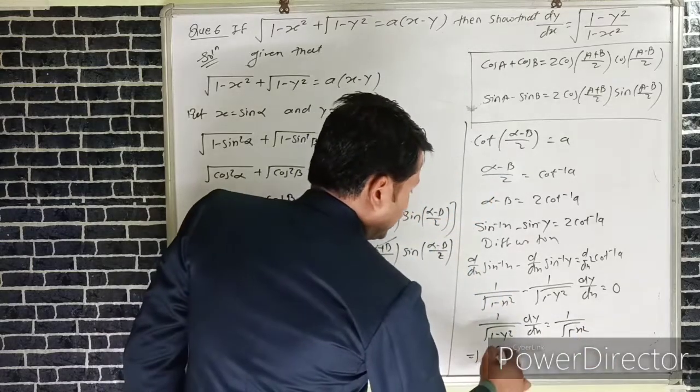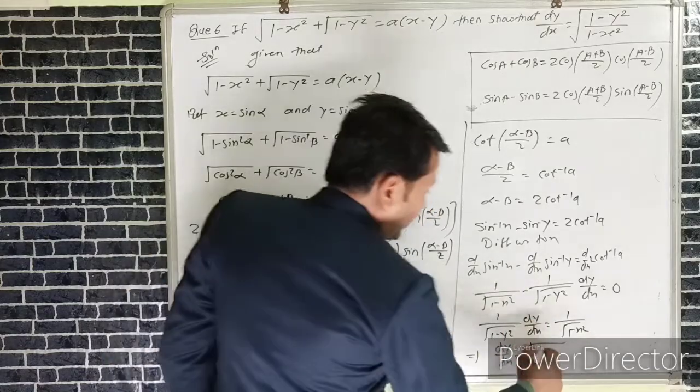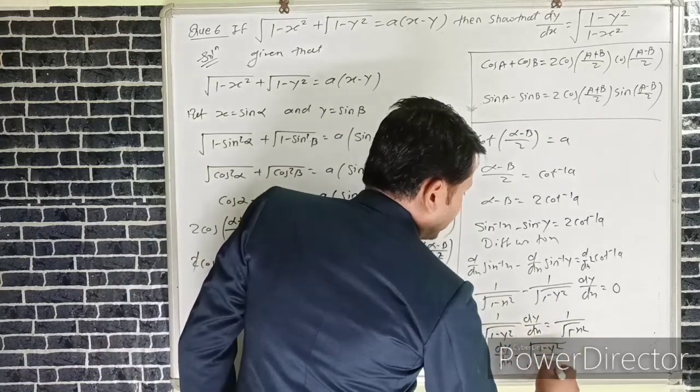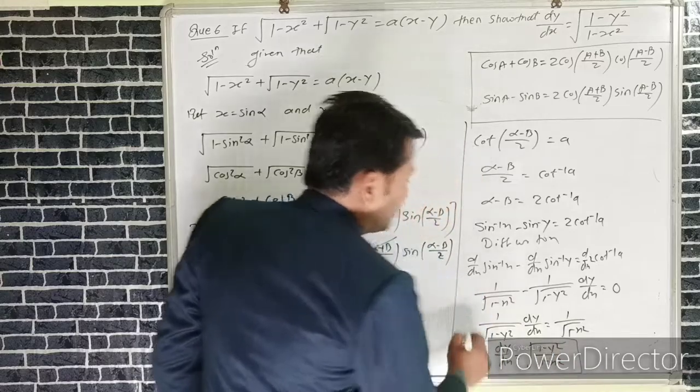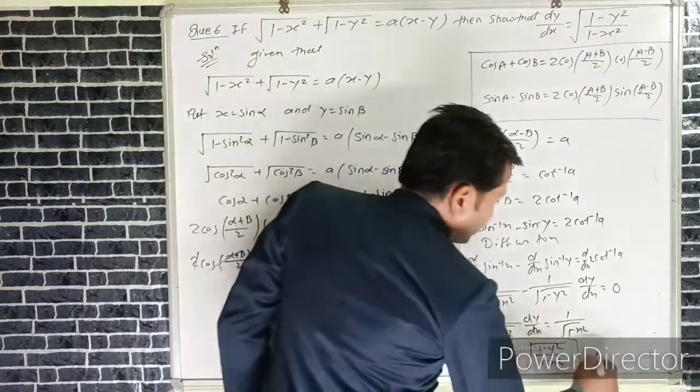Implying that we can write dy/dx = √((1 − y²)/(1 − x²)), which is the required derivative. Hence proved.